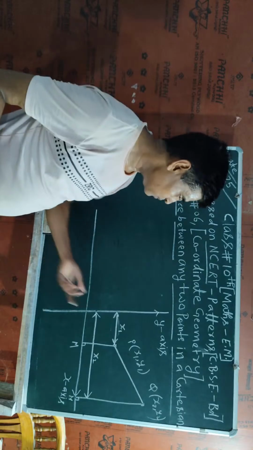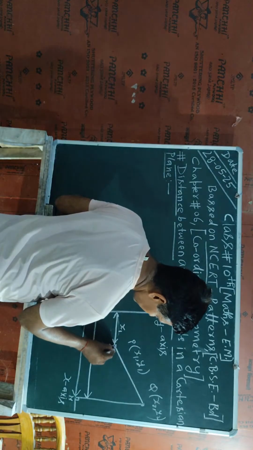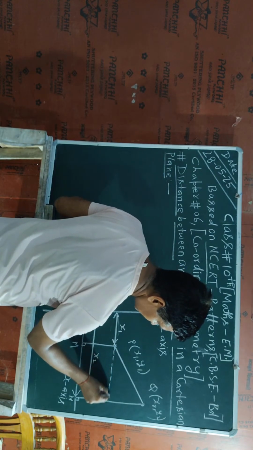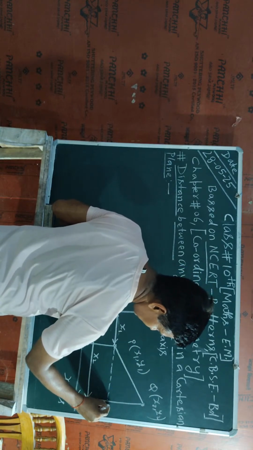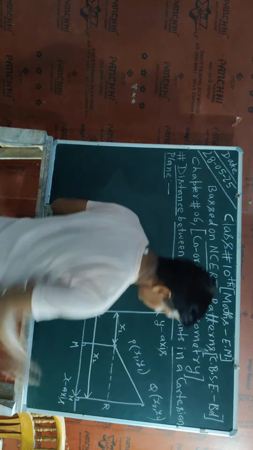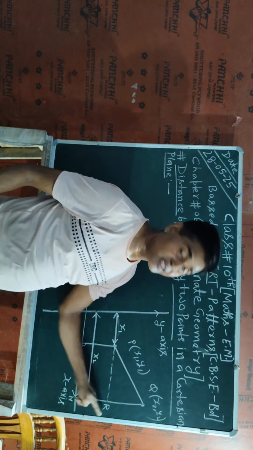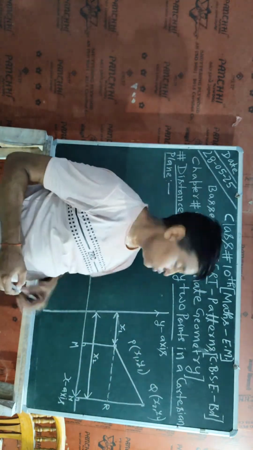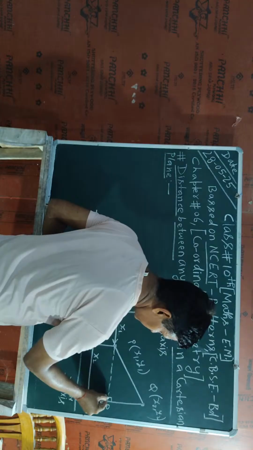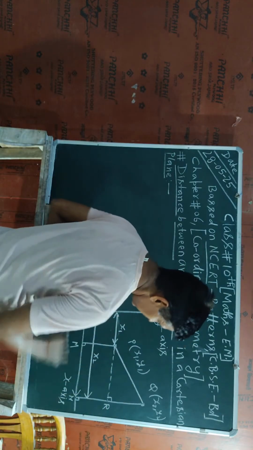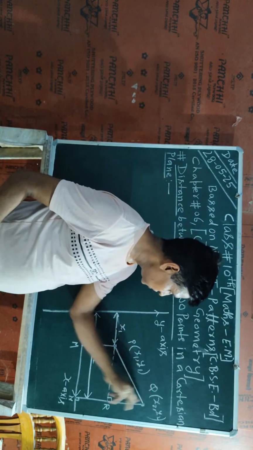Okay students, now we also have to draw a line parallel to the x-axis from the point P, and it will intersect the line QN at a point, suppose R, because M and N are already used. So I will name the new point R. It is perpendicular to this line and parallel to the x-axis. This line is parallel to the x-axis, and this line is perpendicular to the x-axis.